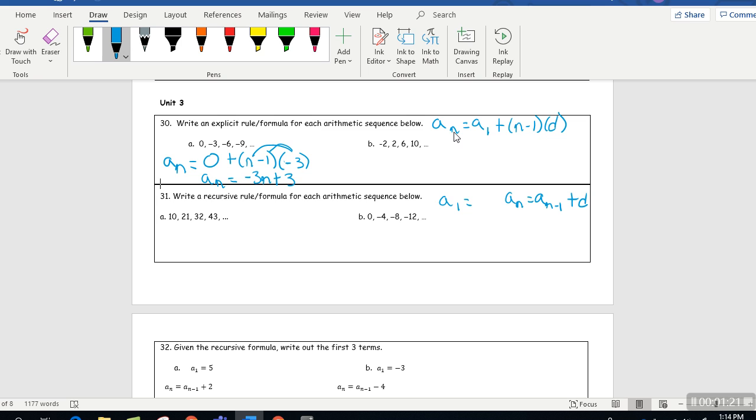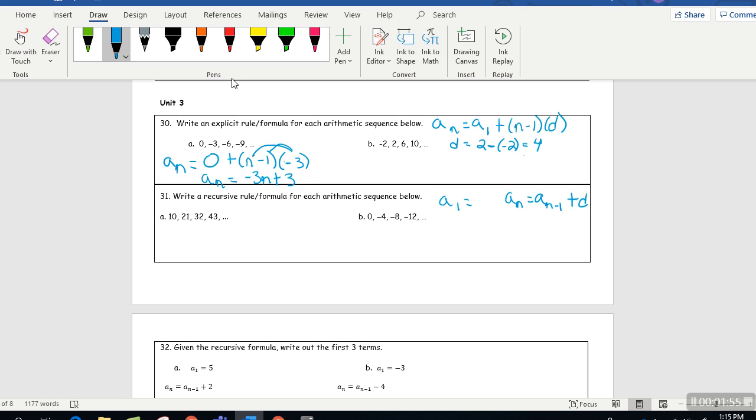For b, we've got negative 2, 2, 6, and 10. Now, this one might be a little bit more difficult to figure out what the common difference is. So if you are having trouble, you'll take the second term minus the first term. So 2 minus a negative 2. This double negative turns into a positive, so it's actually 4. So our common difference is 4 for B.